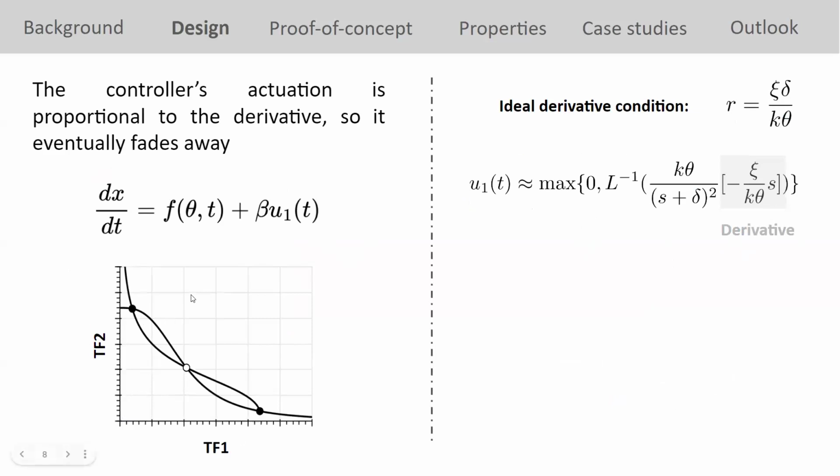And so that time derivative will be closer and closer to 0. Since the output of our controller is proportional to that derivative, that means that it will eventually fade away. It will generate a transient perturbation, it will get to a maximum value, and then it will just eventually fade away.